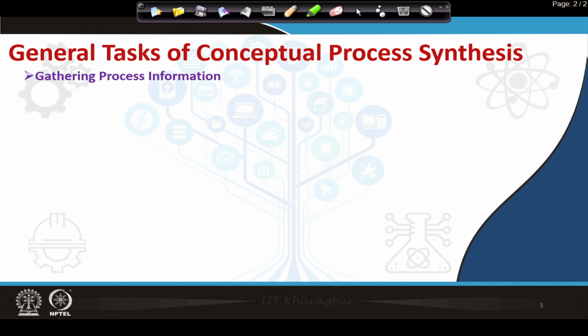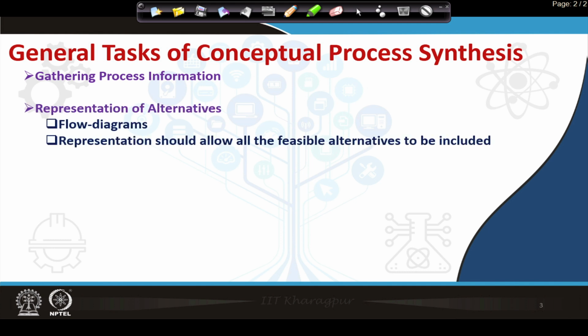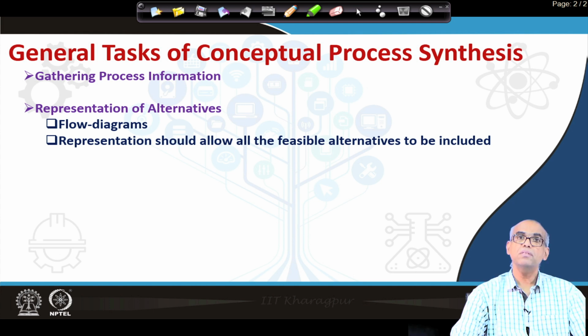In our previous lecture, we have talked about what are the kinds of information that we must gather for the purpose of design. Second, representation of flow sheet alternatives or representation of process alternatives. These representations are done in terms of flow diagrams. Our representations should allow all the feasible alternatives to be included, and it will be better if the representation is smart enough to exclude the flow sheets that are not feasible.